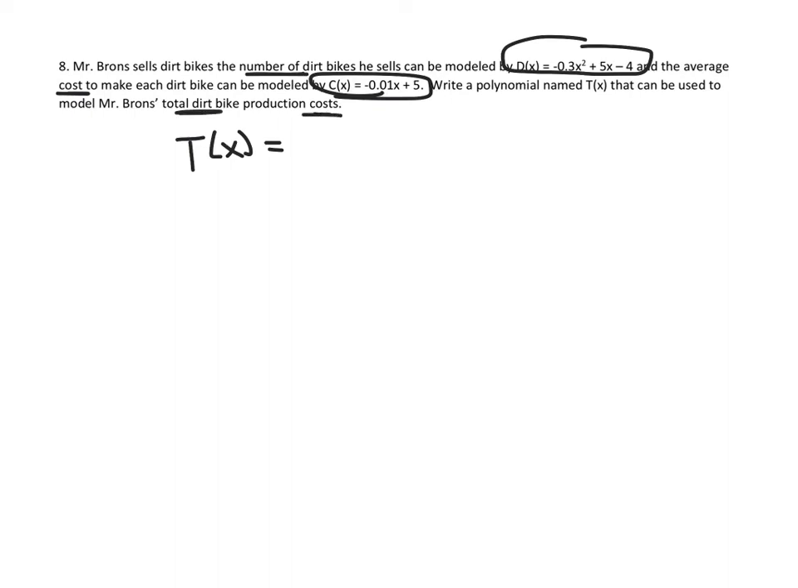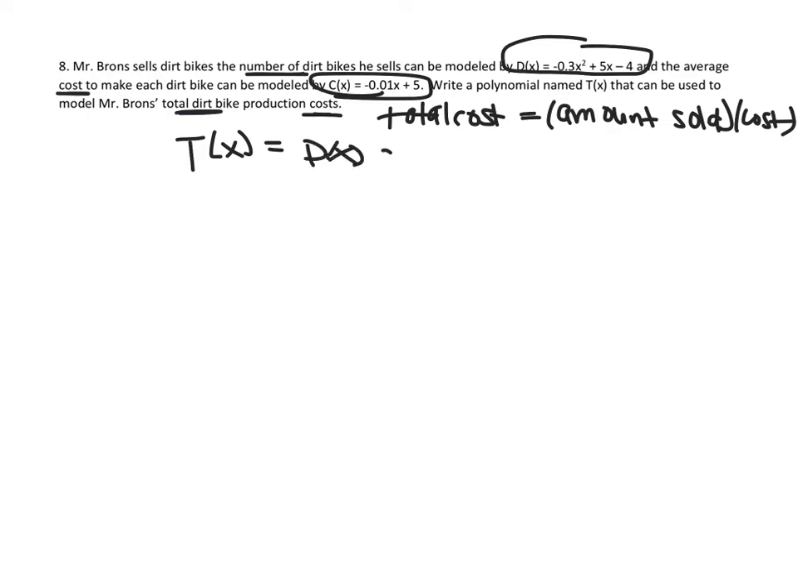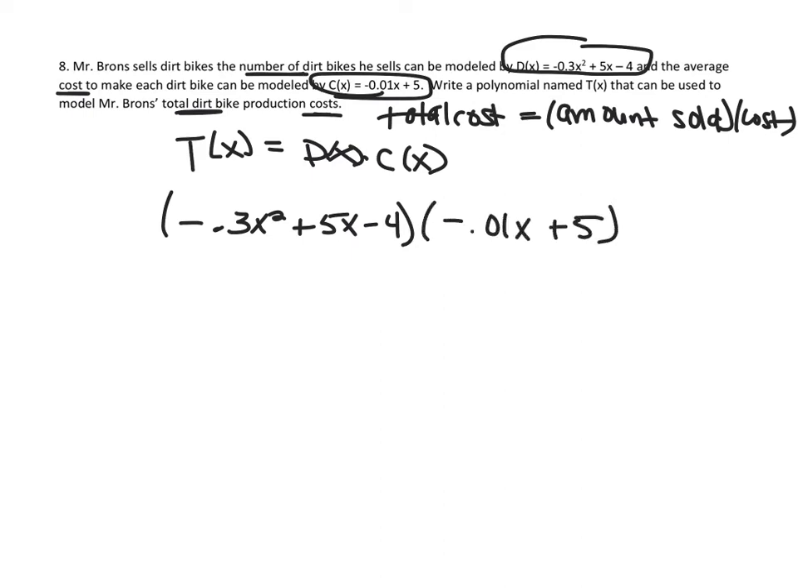Now total cost is a regular form that you should know. Total cost is really just equal to the amount of units you sold times the cost of each unit. So really it's just a multiplication problem. So what you're going to do is just multiply d of x times c of x to get your t of x. So I'm going to do negative 0.3x squared plus 5x minus 4 times negative 0.01x plus 5.